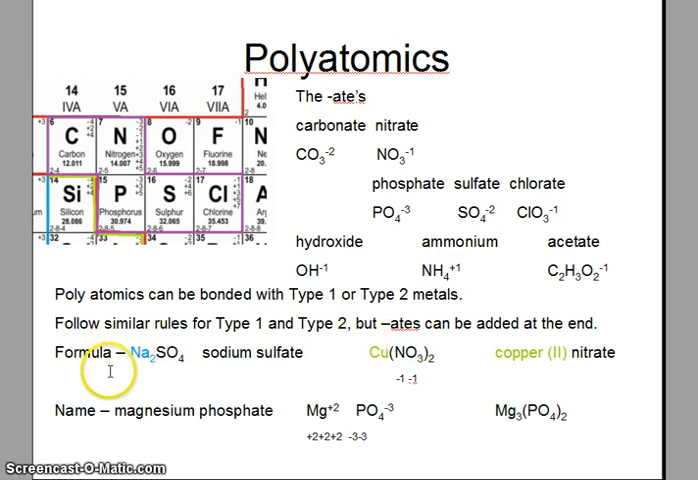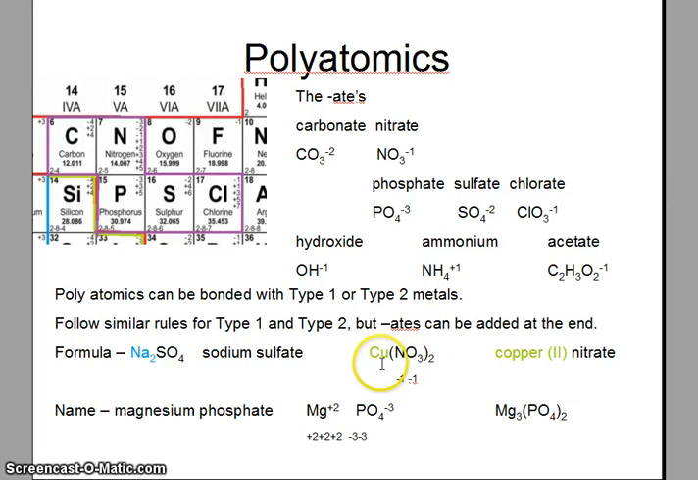For example, if you have a formula of Na2SO4, you will call it sodium sulfate instead of, say, sodium sulfide if it was just sulfur. The sulfate group right here comes as one unit, and it has a -2 charge. That's why there's 2 positive 1 sodiums bonded with it. So that's sodium sulfate, straight up.